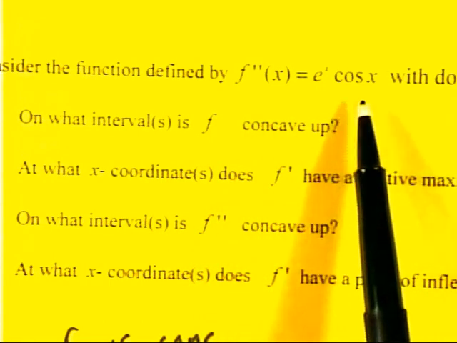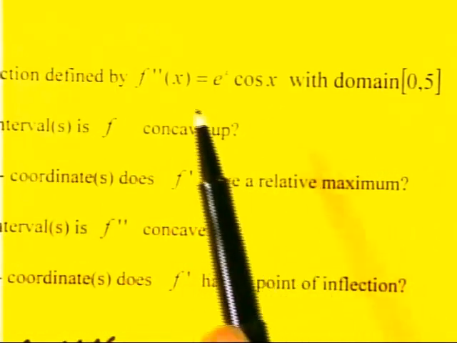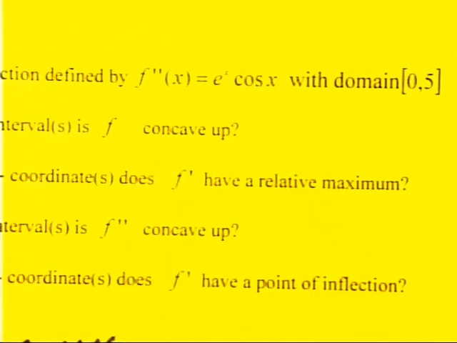If f double prime is e to the x cosine x, when does f prime have a relative maximum? It's pretty hard. You need to think about this. When you change from increasing to decreasing? When what's increasing and decreasing? Okay, so what's going on at x prime? Where the derivative f prime is horizontal. It's if f prime has a relative max. Well, it's sort of right.